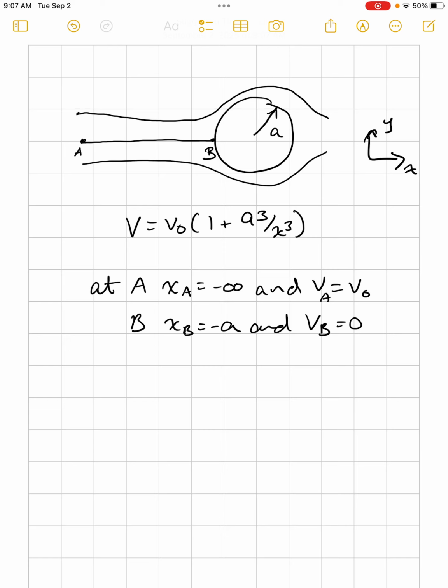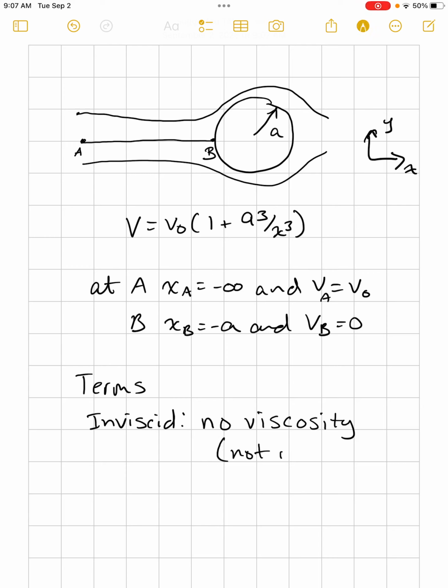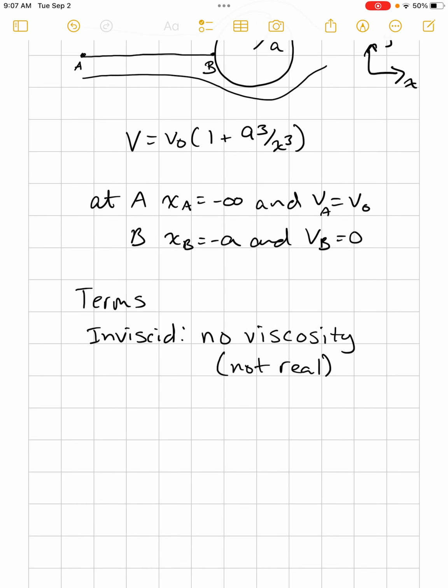So let's first of all look at some of the terms that I used. So the first one is inviscid. So an inviscid flow is one that has no viscosity. Viscosity adds a little bit of internal stress and strain, so we like to ignore it. This is actually completely unrealistic. All fluids have some level of viscosity, okay? But for the purposes of doing some of these problems, it's small enough that we don't need to worry about it, okay?